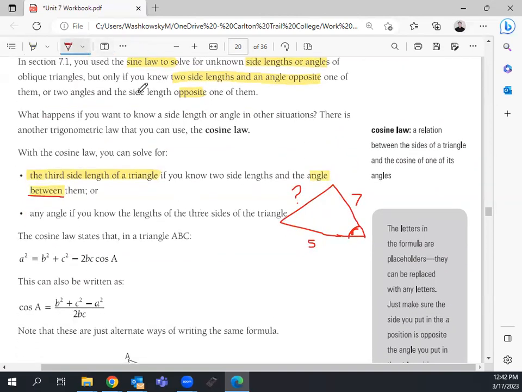The other reason we use this is when we're trying to find any angle of the triangle when we know all three sides. If you know all three sides of the triangle, you can then find any angle within there, okay? So that's what this works out to.